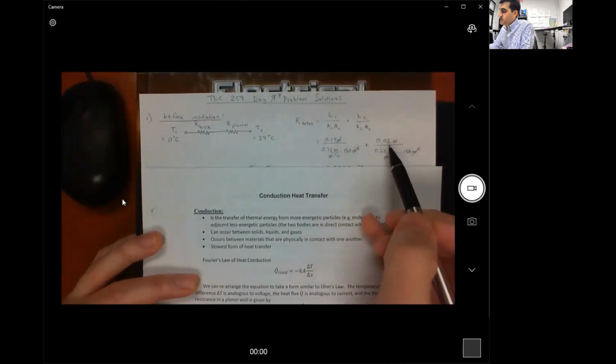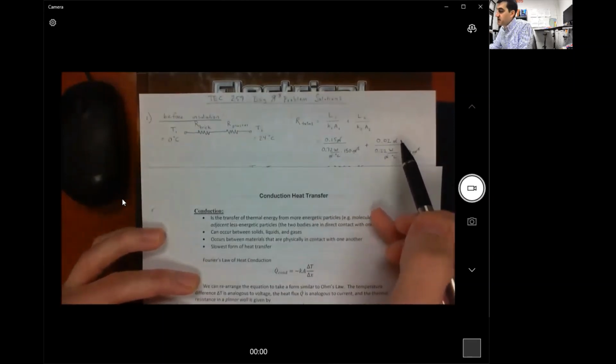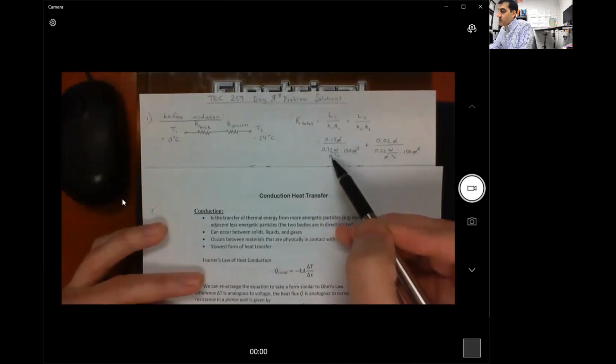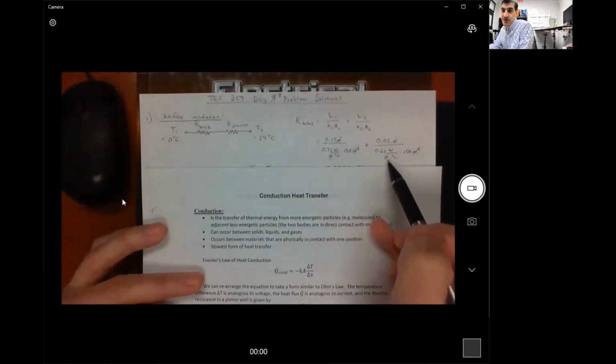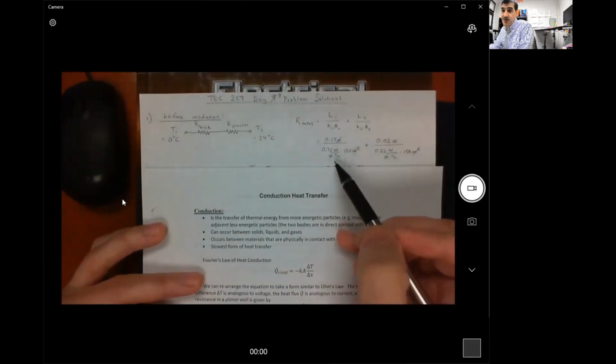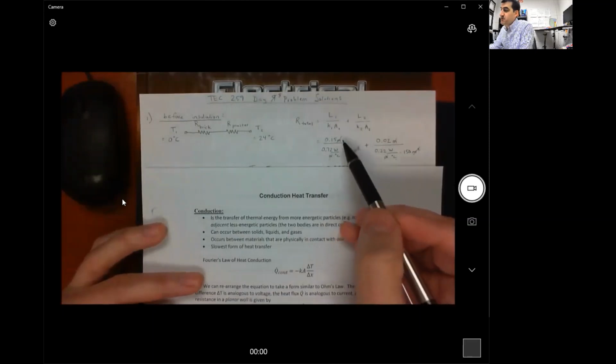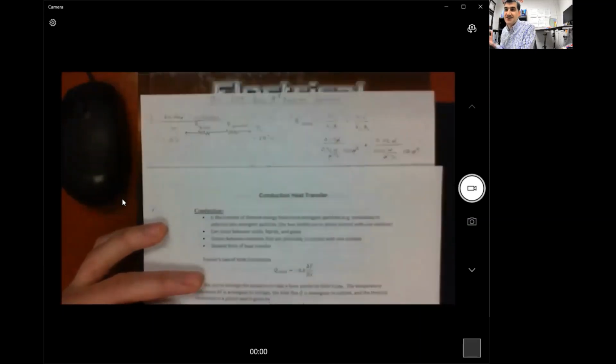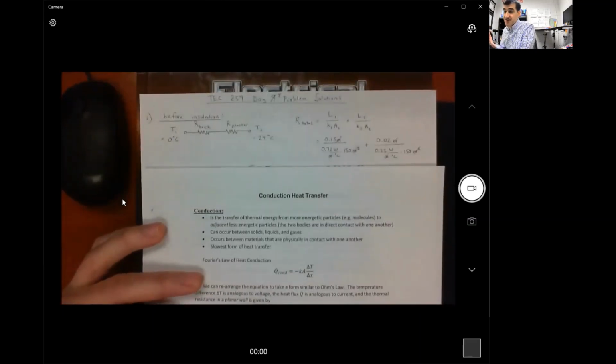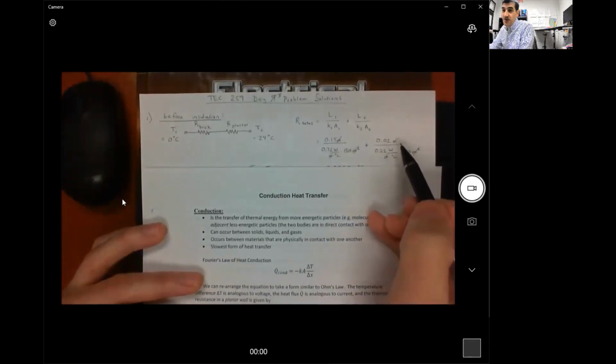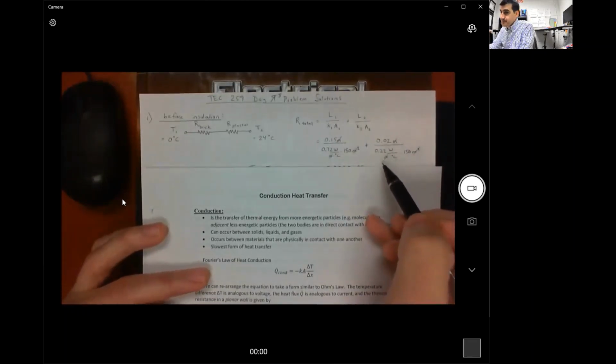Plug in numbers. L2 is the thickness of the plaster. We were told it was 2 centimeters, which is 0.02 meters. You want to put this in meters so that it will cancel out with these meters units down here. If you don't, then you'll have centimeters, and you won't be able to cancel those out. So once again, this is showing why it's important to keep your units in your problems. In this case, keep the meters in here so that you'll know when you can cancel these out.